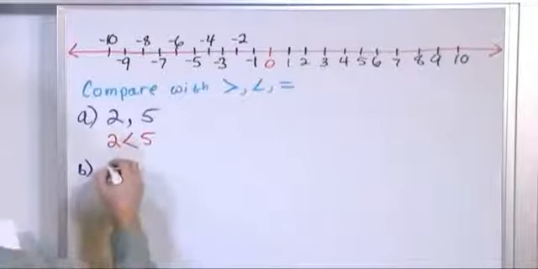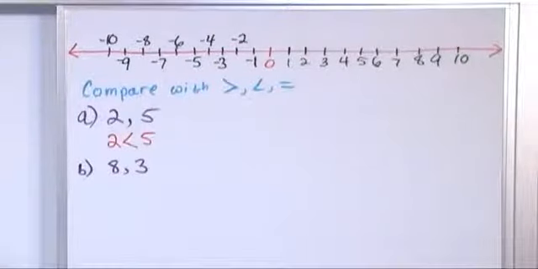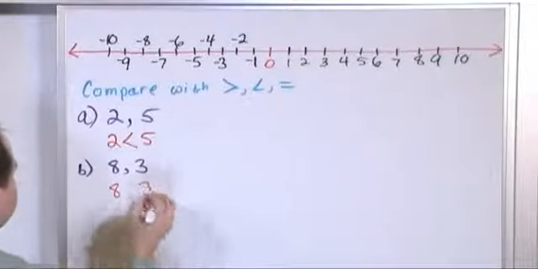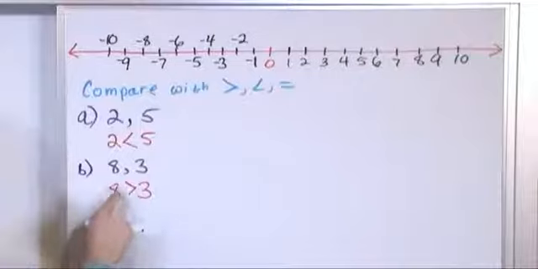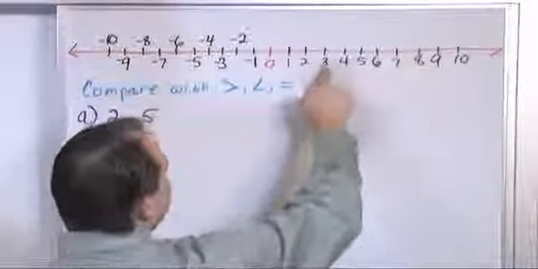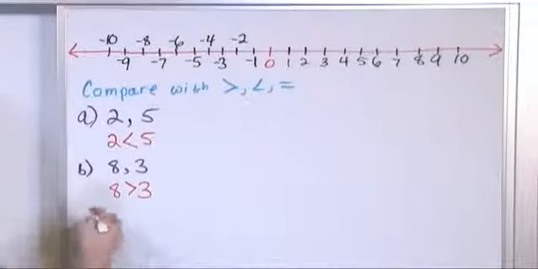For the next one, let's look at 8 and 3. And we know which one's bigger. So if we put 8 and we put 3 there, then the arrow always points to the smaller number. And the way you read this is 8 is greater than 3 because the open side is off to the left, so you read that as greater than. And of course, 8 is greater than 3. So you just use that as a check, even though you don't really need it.